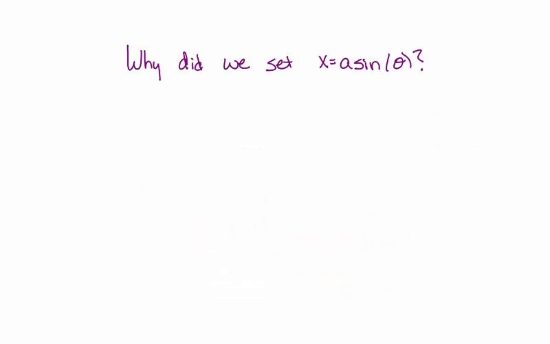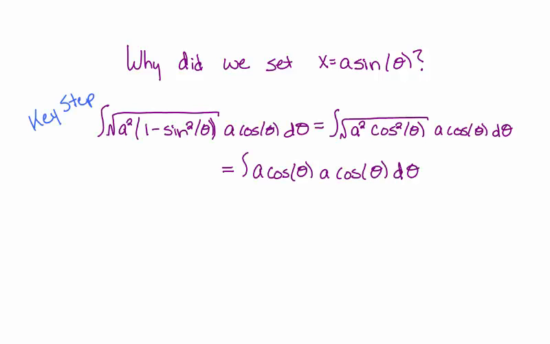We now revisit the burning question. Why did we set x equal to a sine of theta in the above example? The moment where this was most useful was at this key step. The integral of the square root of a squared times 1 minus sine squared of theta times a cosine of theta d theta is equal to the integral of the square root of a squared times cosine squared of theta times a cosine of theta d theta, which equals the integral of a cosine of theta times a cosine of theta d theta, where we use the identity that 1 minus sine squared of theta equals cosine squared of theta to eliminate the radical in the integral.